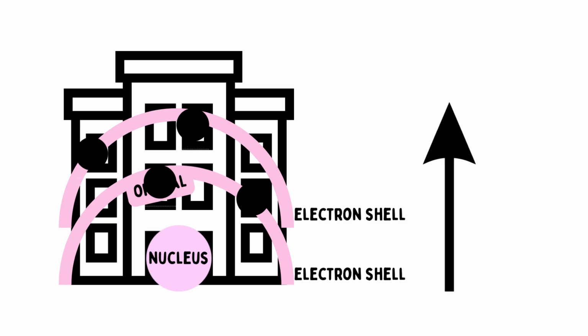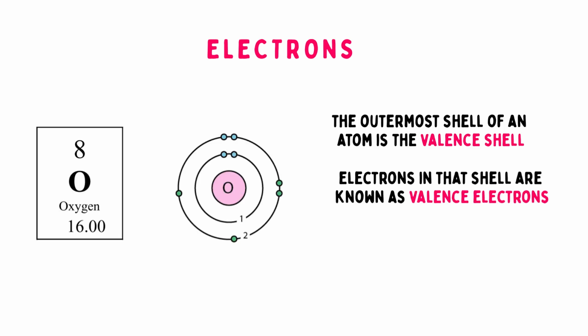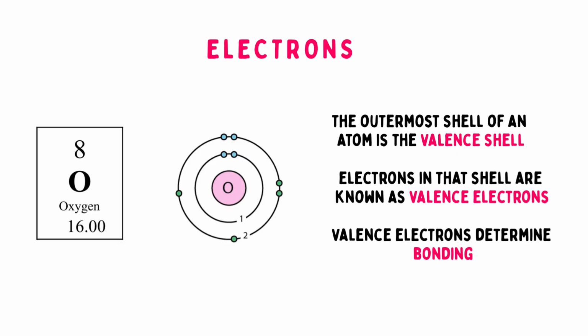Electrons fill these shells from lowest to highest energy, and each shell can only hold a certain number of electrons. The first shell can hold up to 2 electrons. The second shell can hold up to 8 electrons. The third shell can hold up to 18 electrons, and so on. The way these electrons are arranged, called the electron configuration, determines an element's chemical properties. The outermost shell of an atom is called the valence shell, and the electrons in that shell are known as valence electrons. These are the electrons involved in chemical bonding.